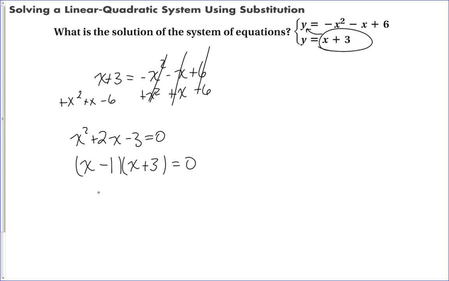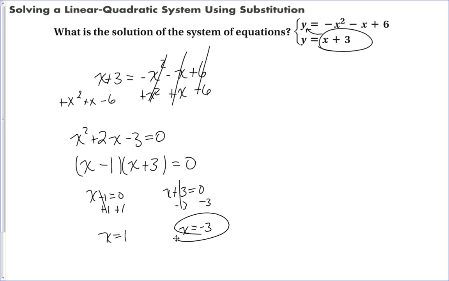x minus 1 and x plus 3, which then, of course, you set each one of these equal to 0, and then you solve for x. So you add 1, so x equals 1, subtract 3, so x equals negative 3. So your two solutions are x equals 1 and x equals negative 3. Now, to get the y portions of those solutions, what we have to do is plug them up into here. What I would do is I'd pick the simpler equation.